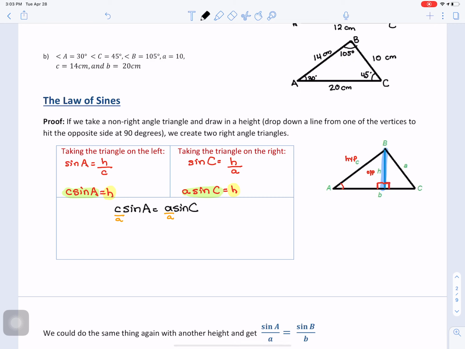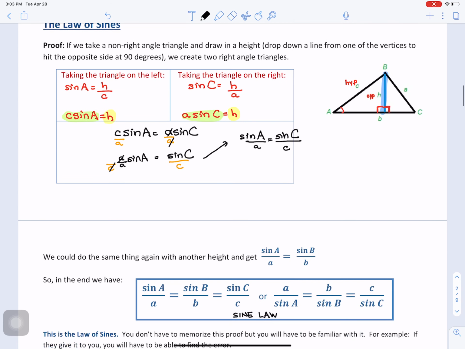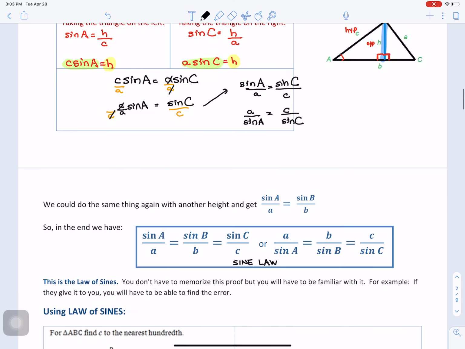On my left-hand side, I'm left with c over a sine capital A equals sine C. And then I'm going to divide both sides by c. So what I'm left with finally is a relationship that says sine capital A over lowercase a, because these c's and these a's will cancel out, is equal to sine capital C over lowercase c. Now, depending on the way you rearrange it, you could have got the relationship in reverse, where the lowercase a and the lowercase c are on the top, and the sine capital A and sine capital C are on the bottom, respectively.